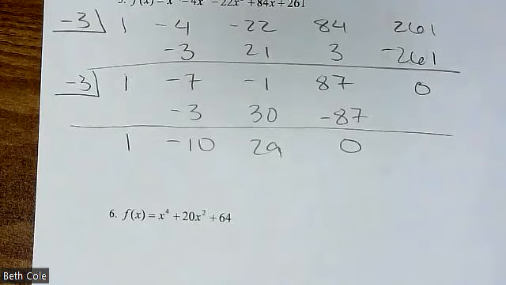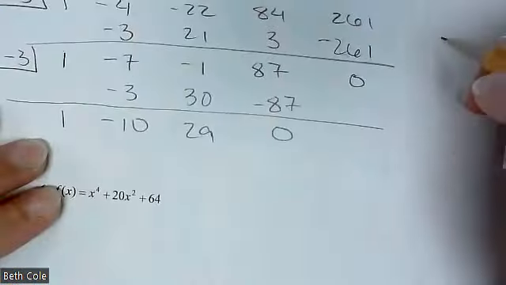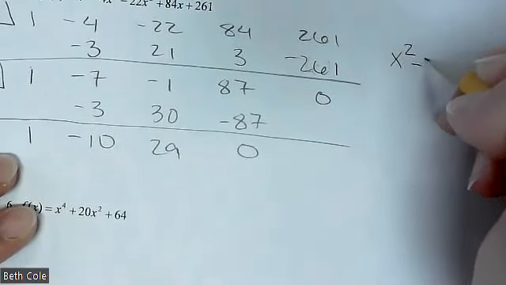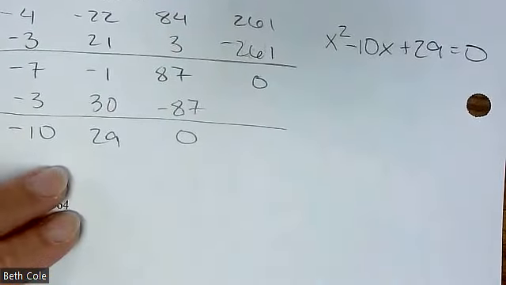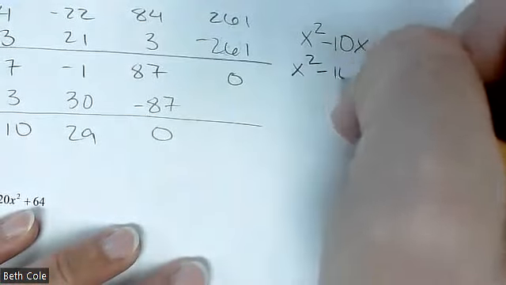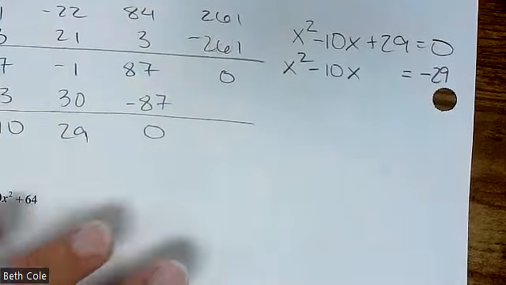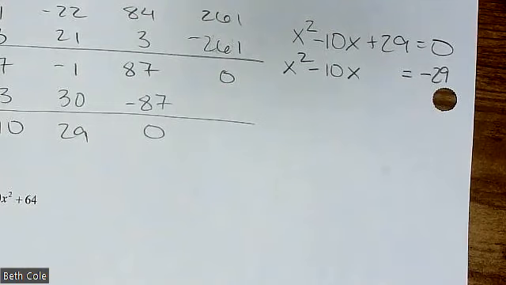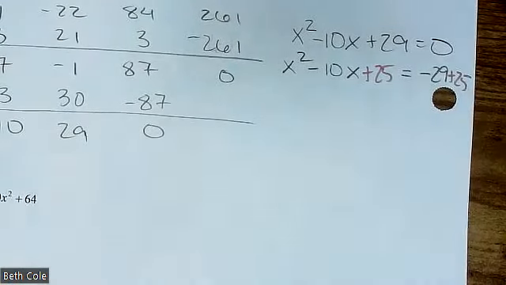One, -10, 29. Okay. So that will be, I'm going to come over here to the side. X squared minus 10x plus 29 equals 0. You put the x's back in and then complete the square. Oh, you're way ahead of me. Hold on a second. I subtract the 29 over. And yes, it will be 25 that you add to both sides.